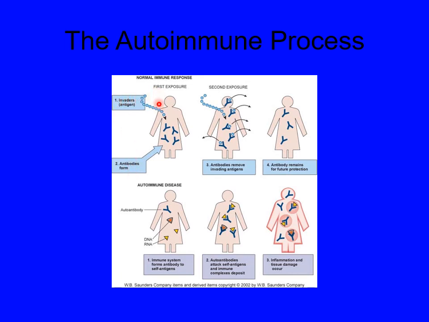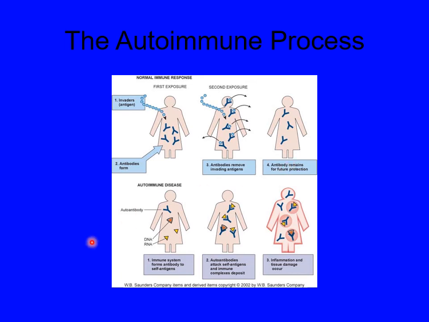But the normal immune response: the invader comes in, antibodies are produced, that's your first exposure. Then your second exposure, the antibodies are there, so they take care of the invading antigens, and then they stay there to protect you for the future. So the production of antibodies, blocking anything that comes in, and remaining there as memory agents for future infections.